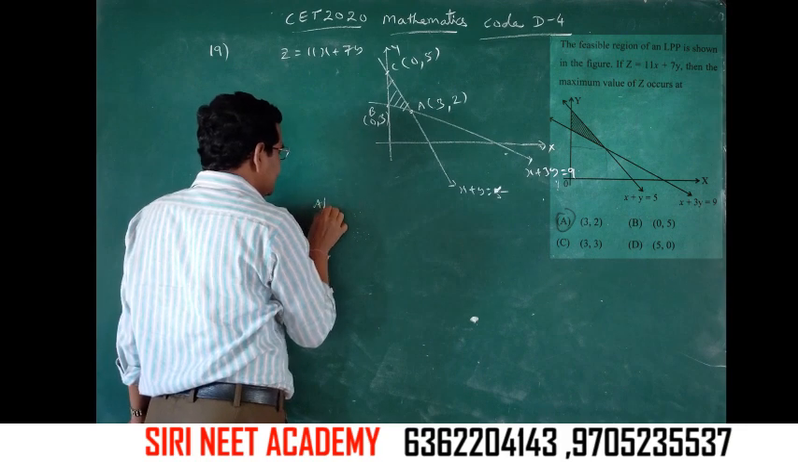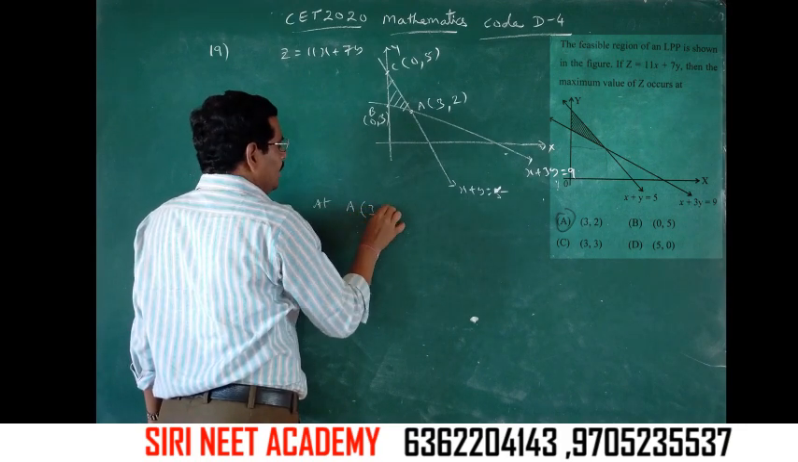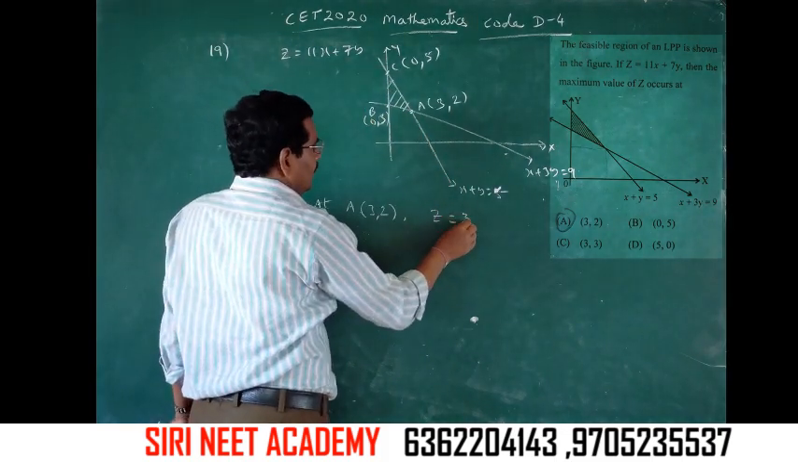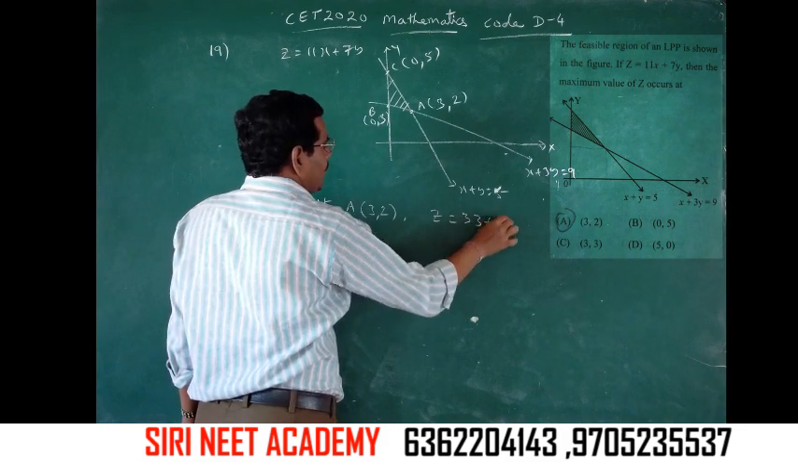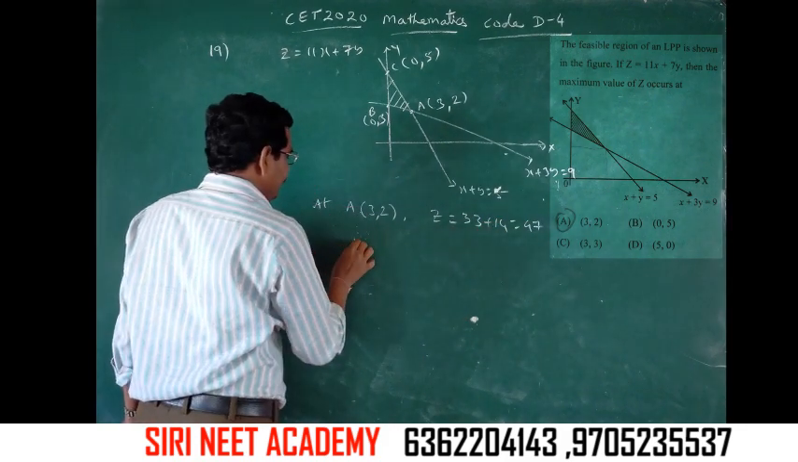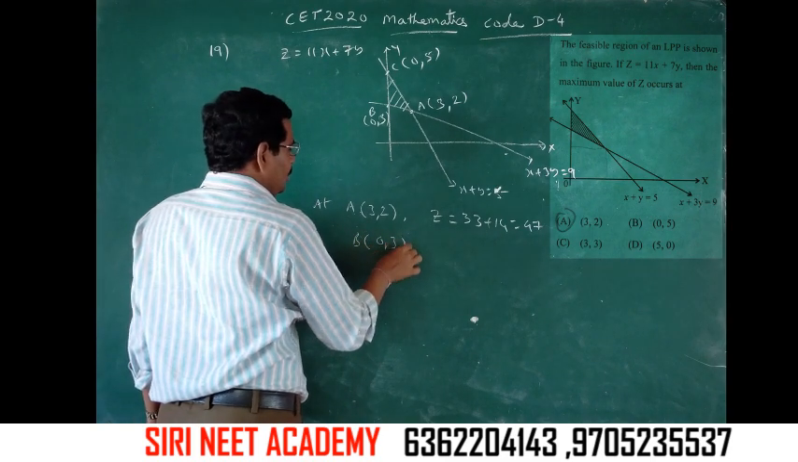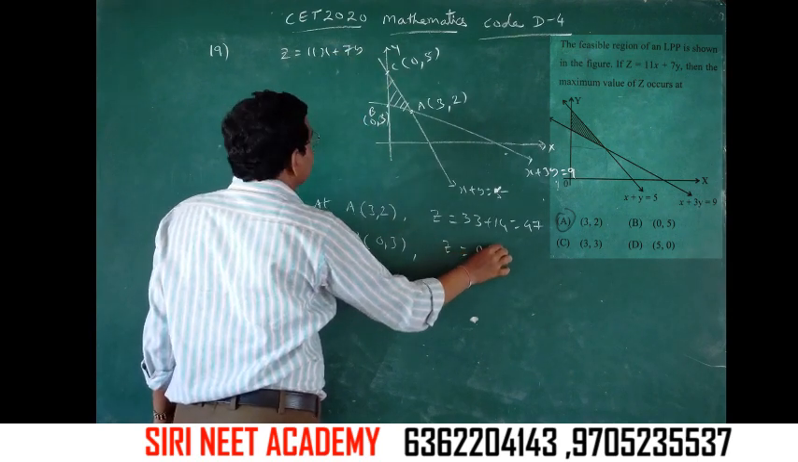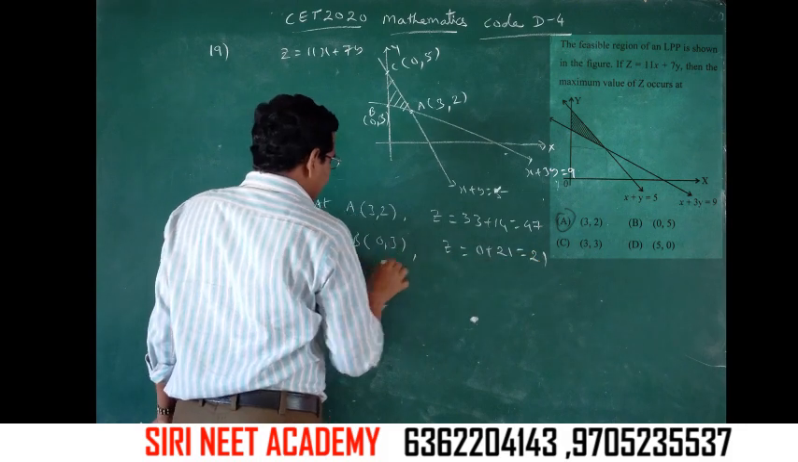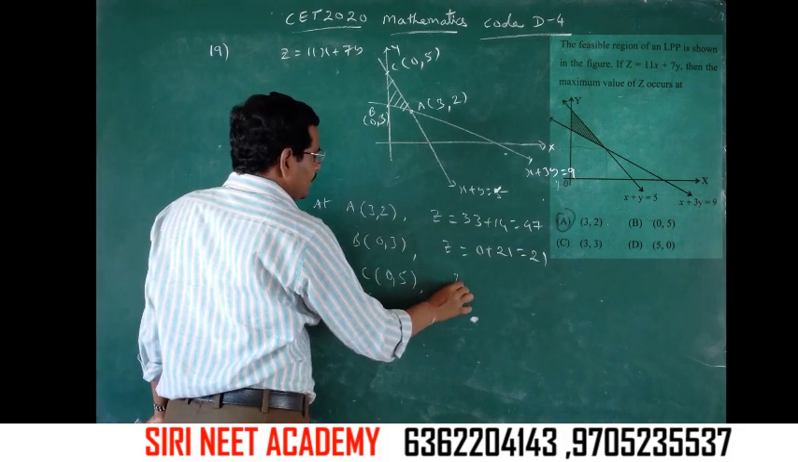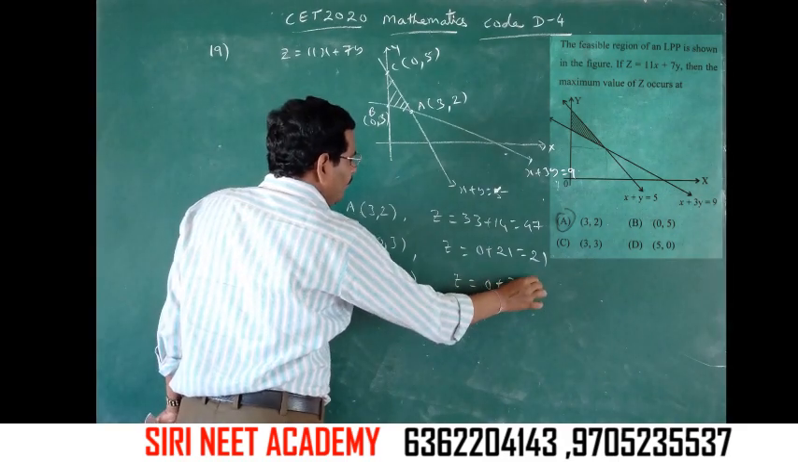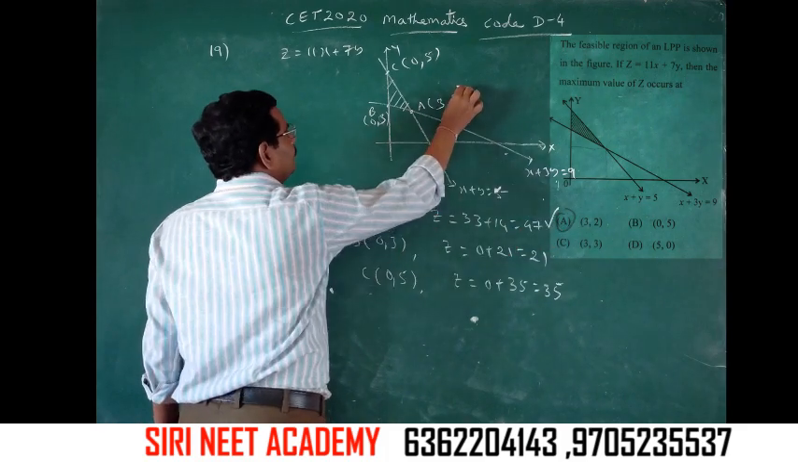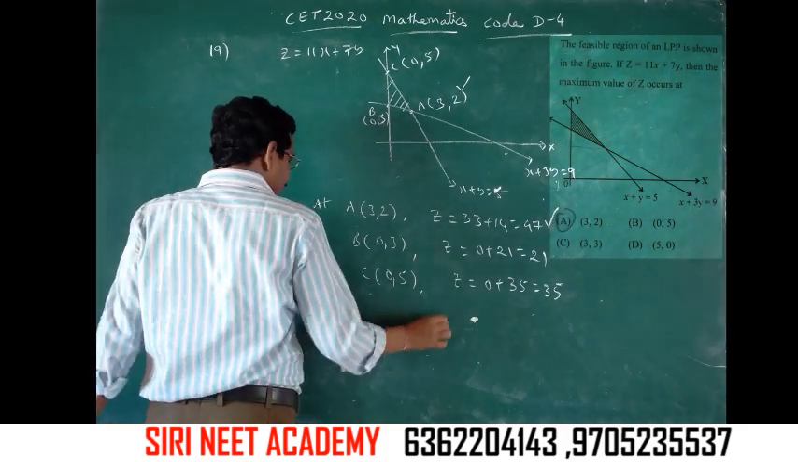So at corner point A, 3 comma 2, value of z is 33 plus 14, 47. At B, 0 comma 3, z value is 0 plus 21. At C, 0 comma 5, that is equal to 0 plus 35, 35. So maximum at 3 comma 2. So option A.